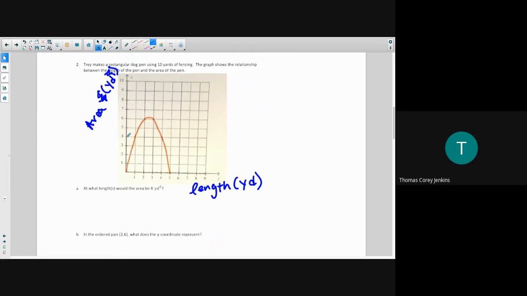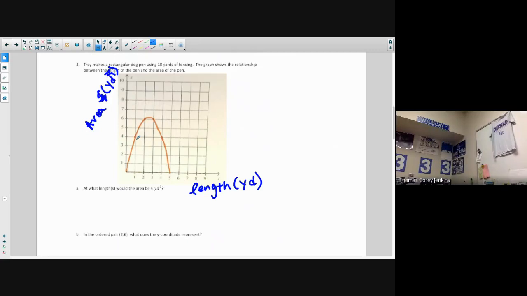So at what length or lengths would the area be 4 square yards? We just look, here's where area is 4 square yards. And so we have this point and this point. So it looks like when the length is 1 yard and when the length is 4. So we'll say when L is 1 yard or 4 yards.